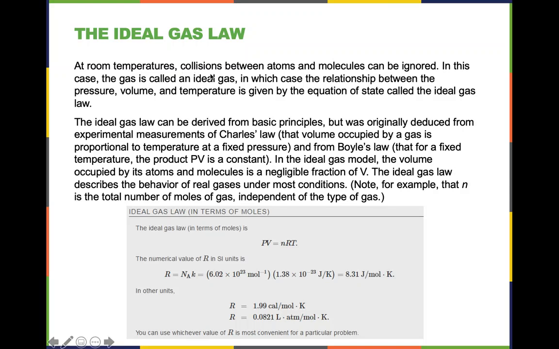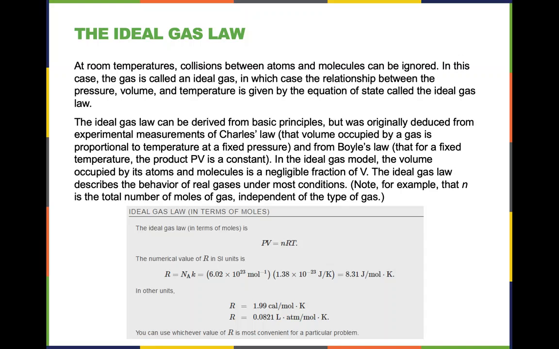Okay, so at room temperatures, collisions between atoms and molecules can be ignored. In this case, the gas is called an ideal gas, in which case the relationship between the pressure, volume, and temperature is given by the equation of state called the ideal gas law. The ideal gas law can be derived from basic principles, but was originally deduced from experimental measurements of Charles' law, that volume occupied by a gas is proportional to temperature at a fixed pressure, and from Boyle's law, that at a fixed temperature, the product PV is a constant. In the ideal gas model, the volume occupied by its atoms and molecules is a negligible fraction of V. The ideal gas law describes the behavior of real gases under most conditions.